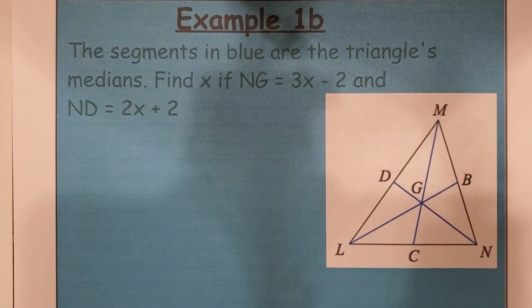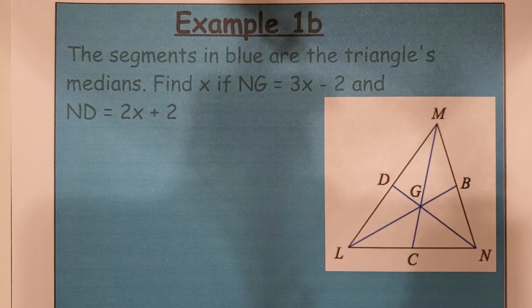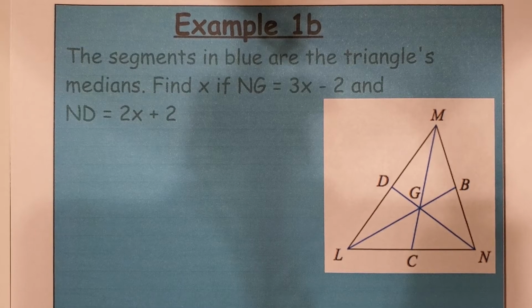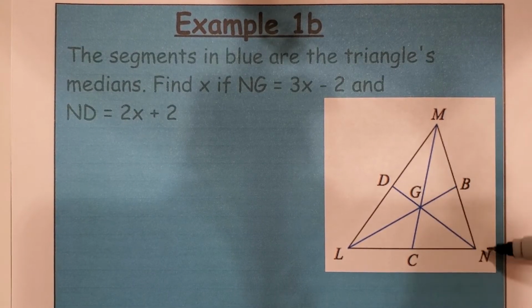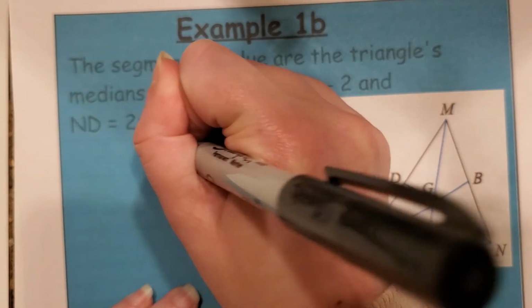The segments in blue are the triangle's medians. Find x if NG is 3x minus 2 and ND is 2x plus 2. Okay, interesting. More variable stuff, but the exact same thing that we just did. ND is the median. NG is from the vertex to the centroid. So I'm going to write an expression like that too.